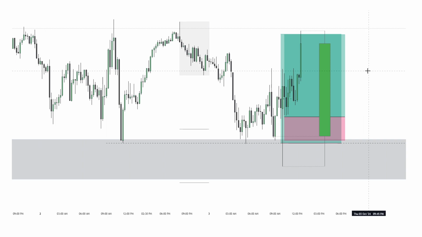Just like that, price comes all the way back higher up into these highs for over a 3-to-1 R. Plus we had that additional scaling, which maximizes on our winning potential.